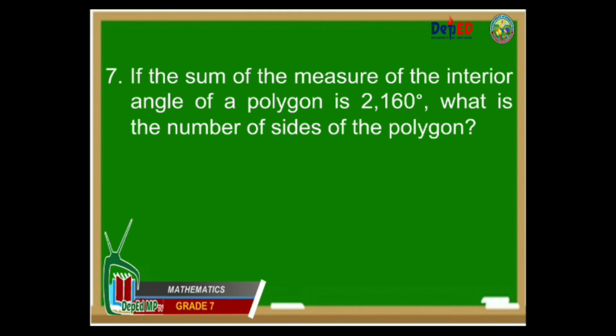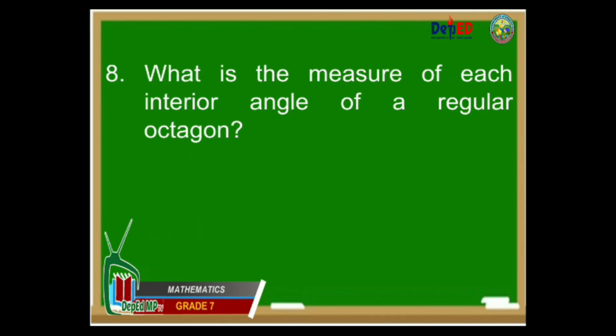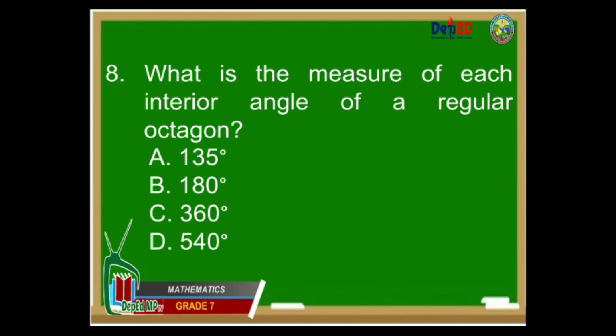what is the number of sides of the polygon? Letter A, 11. Letter B, 12. Letter C, 13. And letter D, 14. Number 8. What is the measure of each interior angle of a regular octagon? Letter A, 135 degrees. Letter B, 180 degrees. Letter C, 360 degrees. And letter D, 540 degrees.